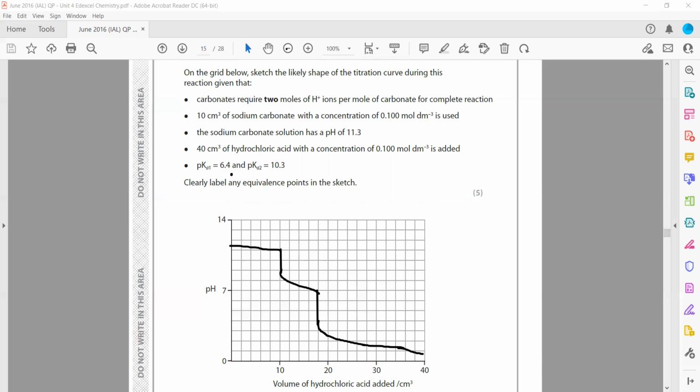Is it clear, this graph, how we complete it? In a solution, we may have a carbonate ion or we may have a hydrogen carbonate ion. If the hydrogen carbonate ion is there, the ratio to hydrochloric acid is 1:1, but carbonate to hydrochloric acid is 1:2. We need twice the amount of hydrochloric acid compared to the carbonate ion present in the solution. That's why the volume is twice.